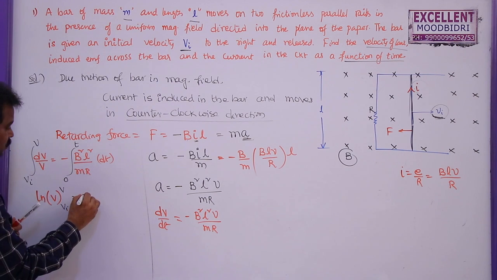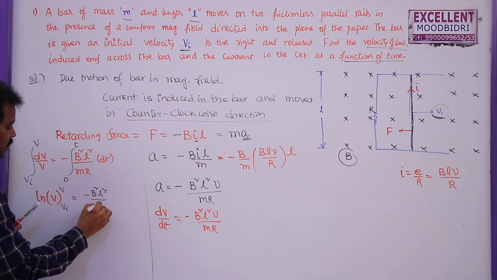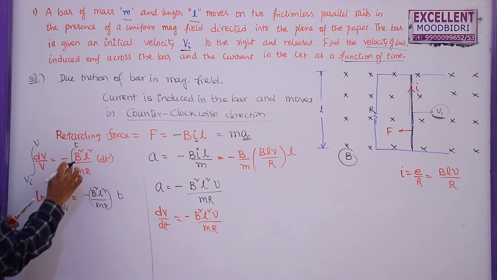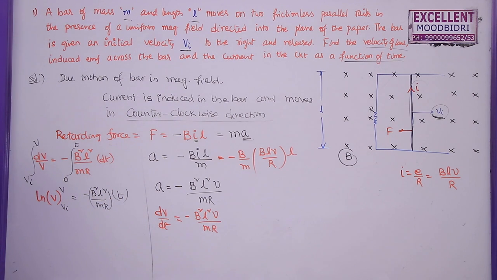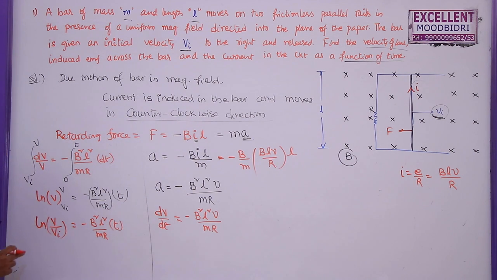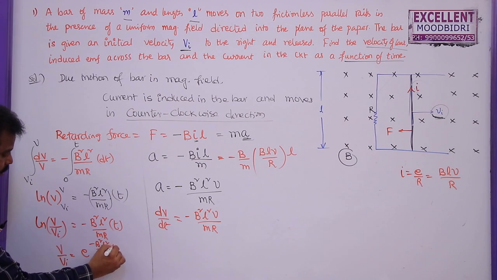So first you write them outside, minus B square L square by MR into the time integral dt will be t. If you substitute t minus 0, you will get t only. Now you can write this as ln V with limits, ln V by Vi after substituting. Log V minus log Vi, I can write as log V by Vi is equal to minus B square L square by MR into t. Now, if you take antilog on both sides, you can write V by Vi is equal to e power minus B square L square by MR into t.